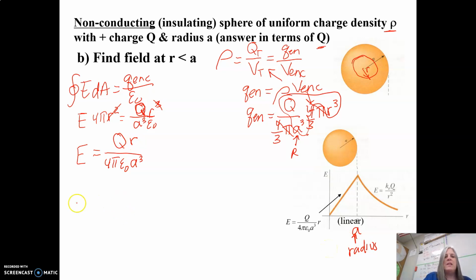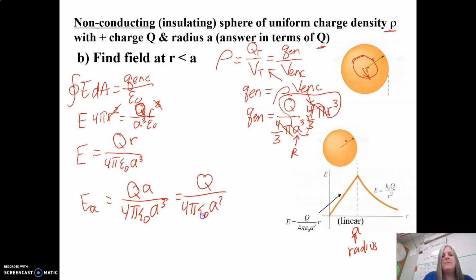And then notice if I put the radius in here, so if I was E at a, then this would be Q times a over 4 pi epsilon naught a cubed, and that would give me Q over 4 pi epsilon naught a squared. So there I'd be at my maximum for electric field, and then of course we're going to decrease with this 1 over 4 pi epsilon naught Q over r squared phenomenon once we get outside. So in a conductor, the electric field here is 0, but in an insulator, the electric field increases in a linear fashion due to this r right there.